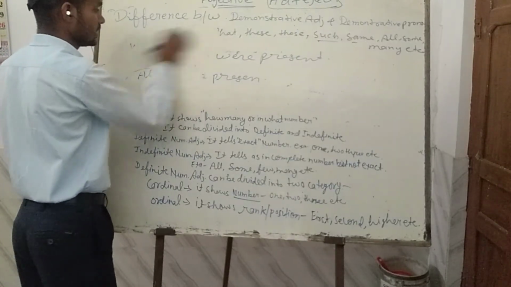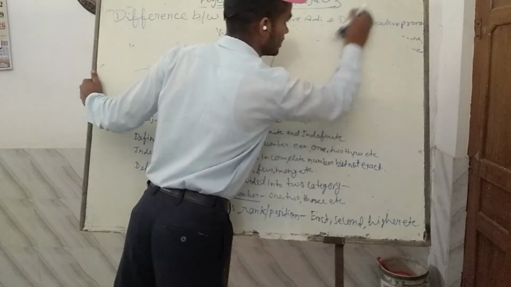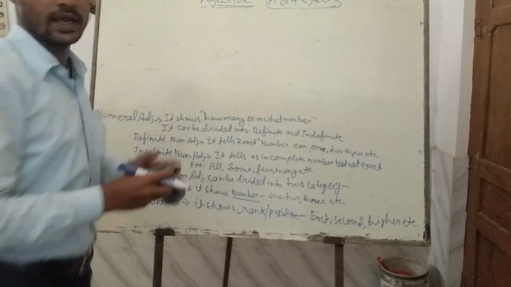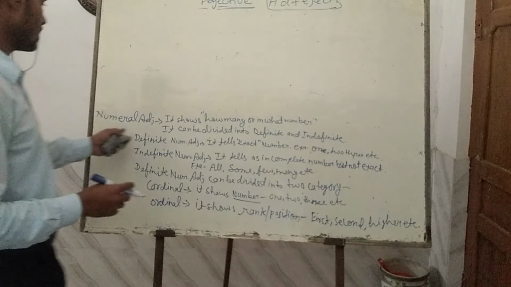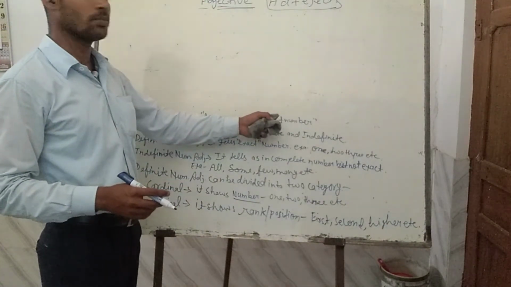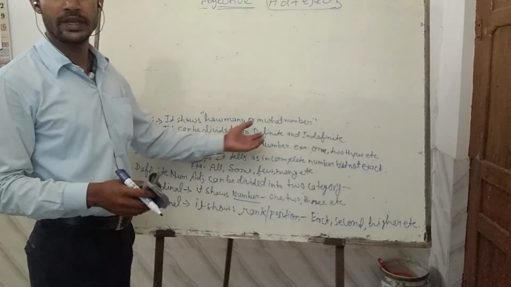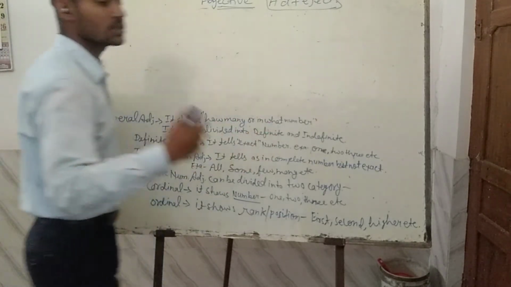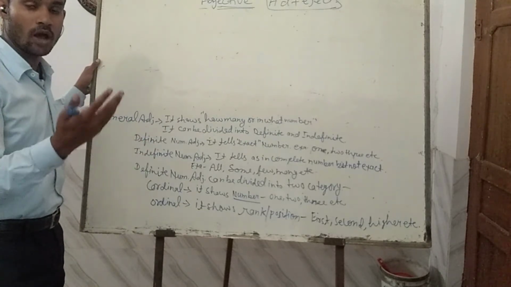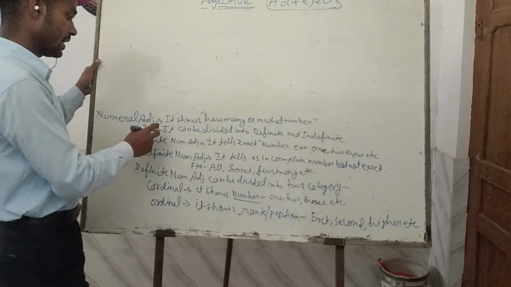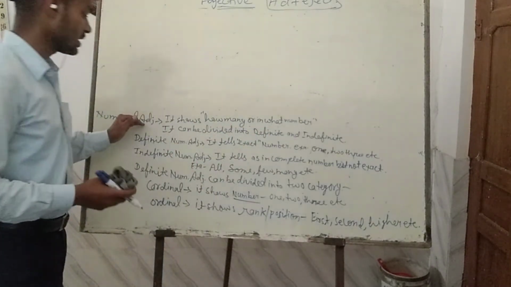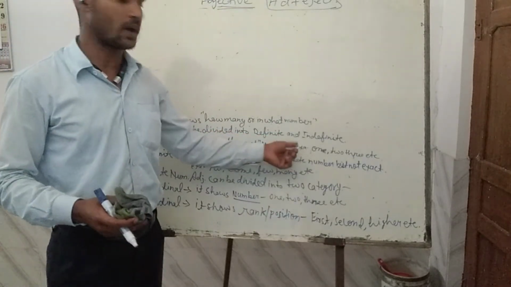I think now it is clear. And after this comes numeral adjective. What is numeral adjective? Numeral adjective shows how many, in what number, as pronoun shows how many are in what number. So numeral adjective shows how many noun or pronoun are in objects. And it can be further divided into definite and indefinite. Means numeral adjective can be divided into two parts.